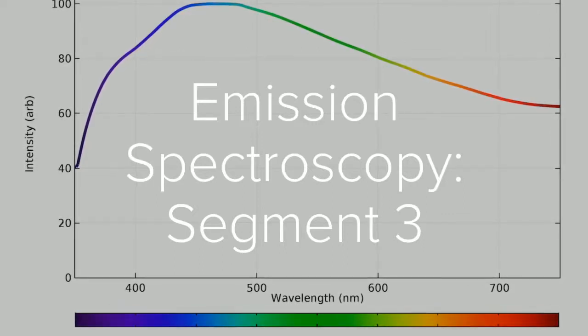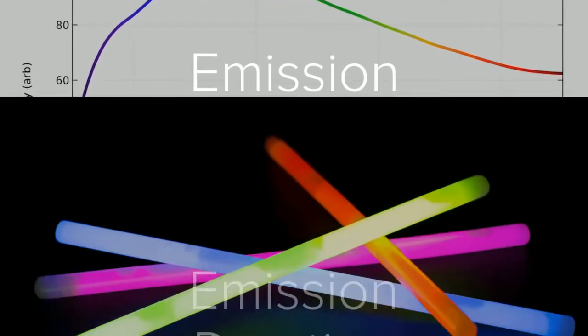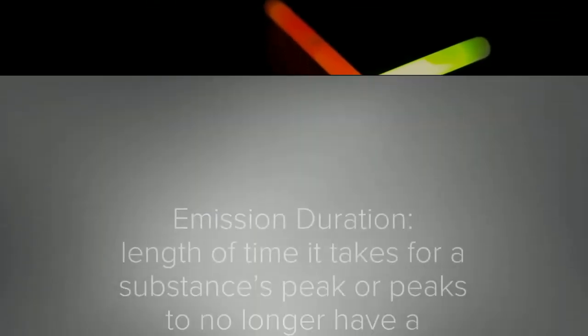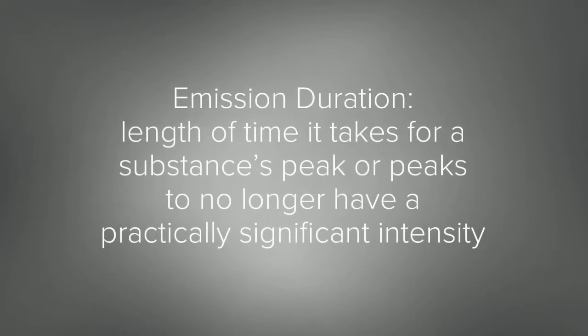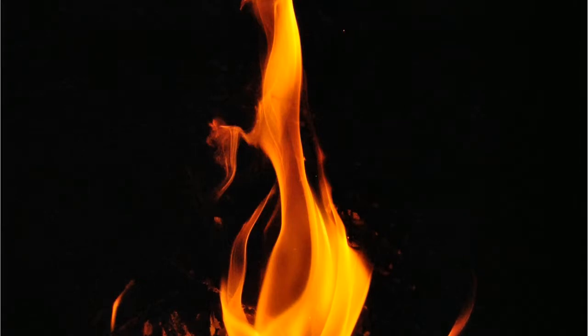My name's Jeremy. This is our presentation on what emission duration does and does not depend on. In terms of emission spectroscopy, emission duration is the length of time it takes for a substance's peak or peaks to no longer have a practically significant intensity, like when the entire peak is under an intensity value of 0.01. Emission duration is determined by how quickly the dye uses the energy generated by the reaction of the activators.